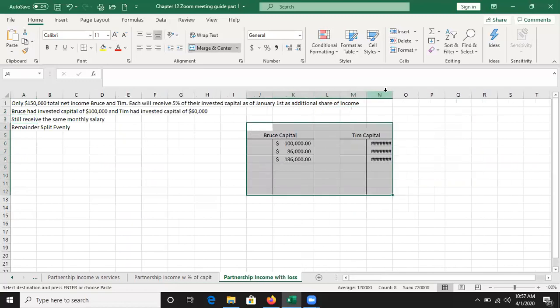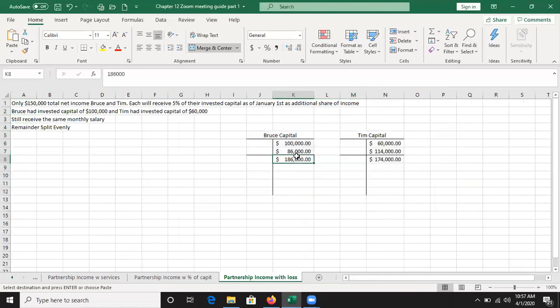Okay. So Bruce and Tim had the same beginning capital. Okay. 100,000, 60,000. They're each going to receive 5% of their invested capital of January 1st. So again, same thing. They still receive the same monthly salary they have been receiving. So 5,000 for Bruce, 7,500 for Tim. But we're going to say they only have 150,000 total in net income. Okay. So their net income is no longer 200,000, it's now 150,000.